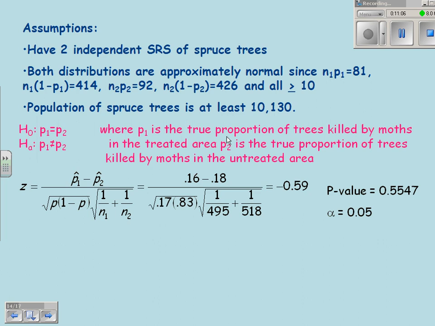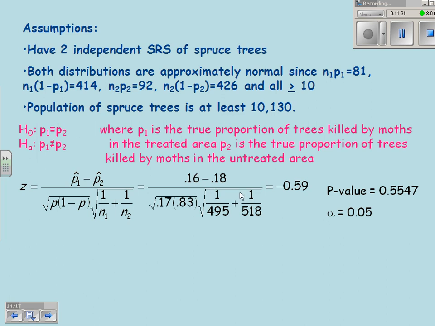Here's our test statistic with the formula that I just gave you. Again, notice the 3 different proportions. In the first area, the proportion that were killed was 16%, so that's that one. In the second area, the proportion that was killed was 18%, so that was there. And then the global, if you add up all of them that were killed divided by all the trees tested, was 17%, and that one goes down here.